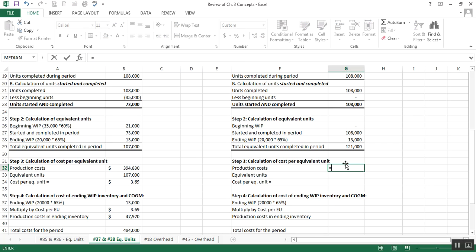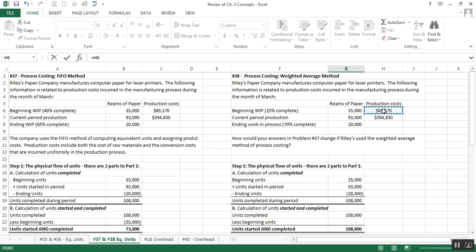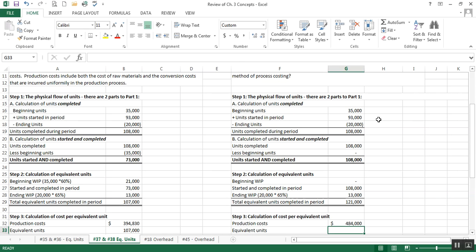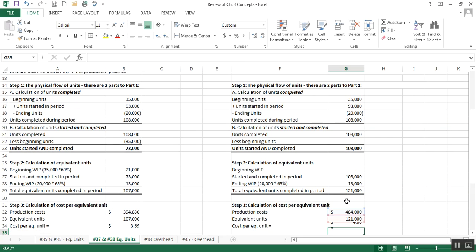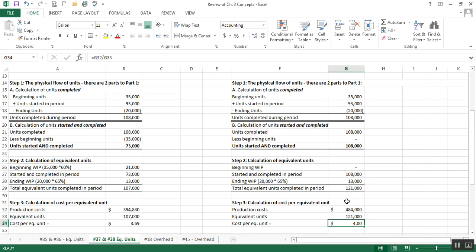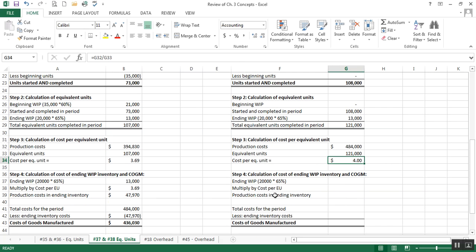Production costs, to calculate the cost per equivalent unit, we're going to go back and we're looking at all of the cost because we're assuming it was all incurred during this period. There was no beginning inventory. And our equivalent units are 121,000. Divide those two, cost divided by equivalent units, gives us a cost of $4 per equivalent unit.